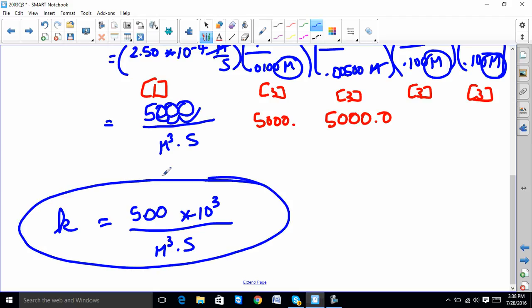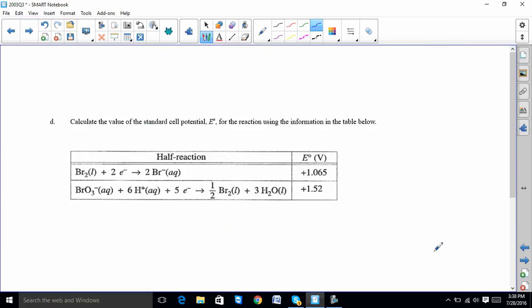This is a very tricky problem, but very doable. All right, next question. Calculate the standard cell potential for the reaction using the information below. And this is kind of interesting, and I left room up here because remember, here's the overall reaction. It's from the first page, and when you take the AP exam, they'll have the 2 pages side by side, so you won't have to flip back and forth.